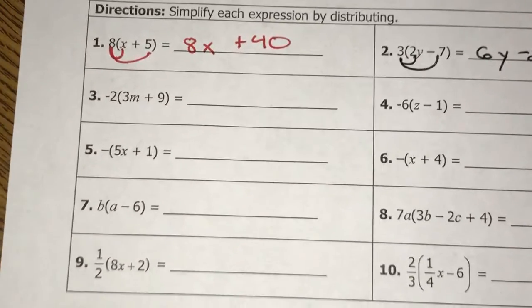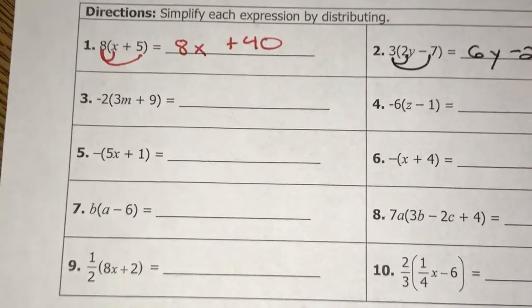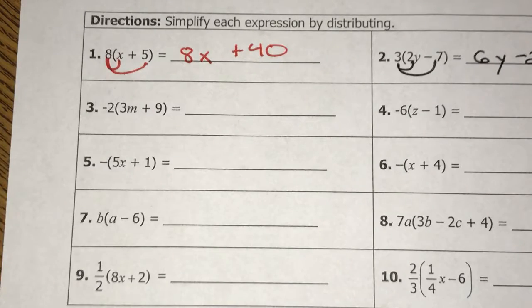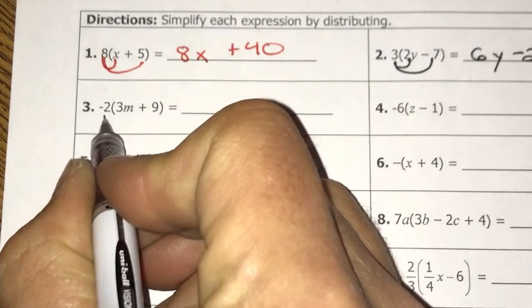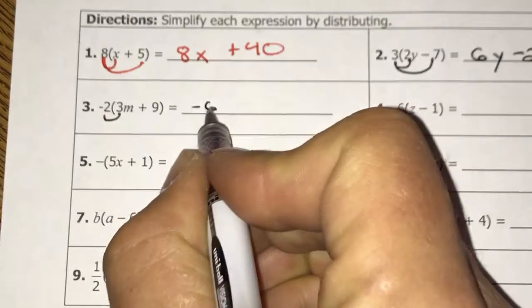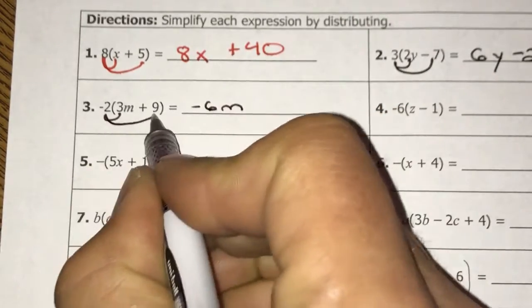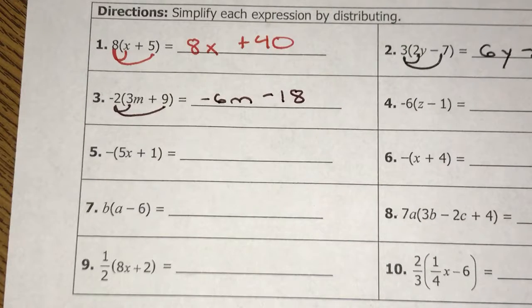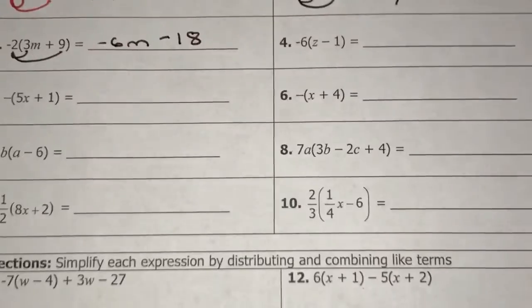Okay? Those are all going to be the same. The only thing I would caution you against on these first ones that seem pretty simple is when you're distributing this negative through, okay, that's negative 6m. And then that's negative 18. Okay.